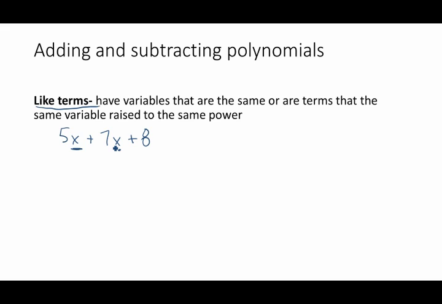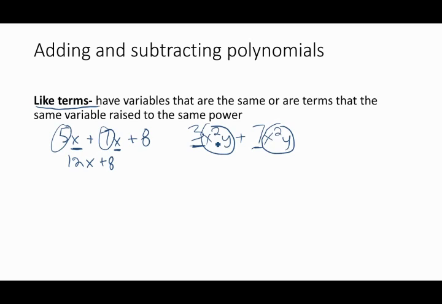So once we find that they have the same variable, we can actually add the coefficients. So the 7 and the 5, that is 12. It's 12x plus 8. And also another example would be 3x squared y plus 7x squared y. We understand that there's a 3 and there's a 7, but we can only add them if the variables are the same. So 3x squared y and 7x squared y have the same variables, so we can add the 3 and the 7, which is 10x squared y.